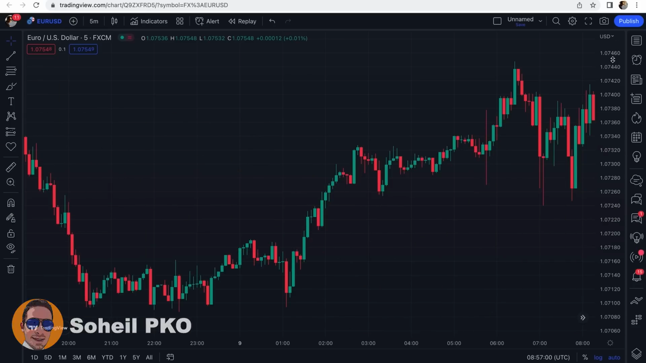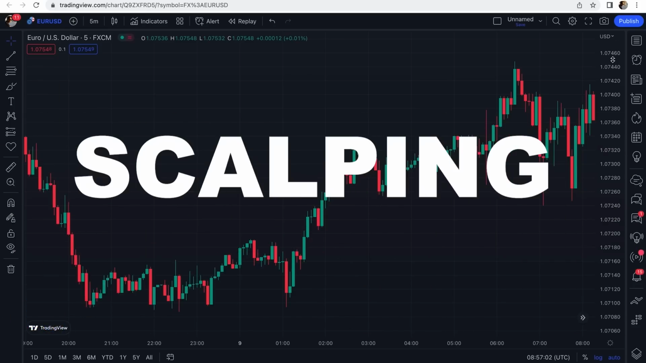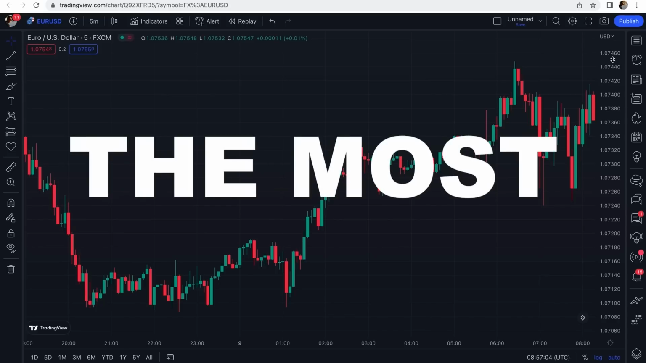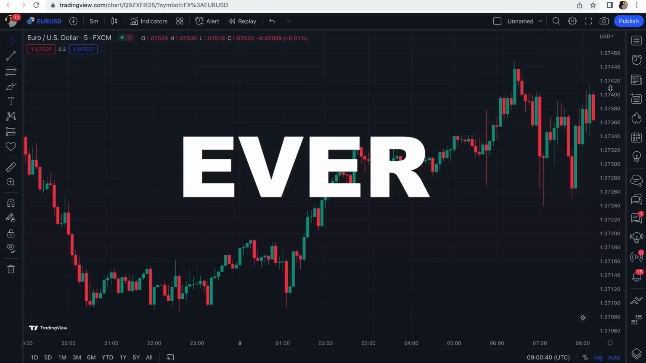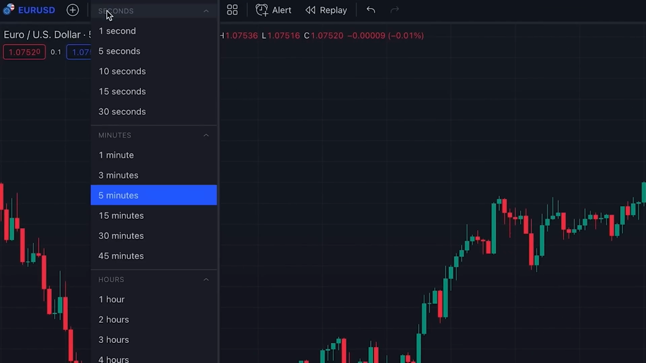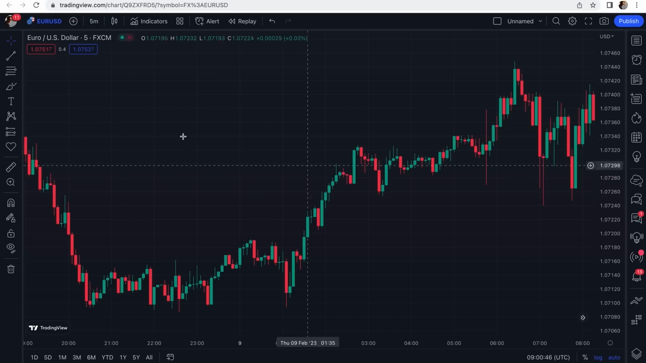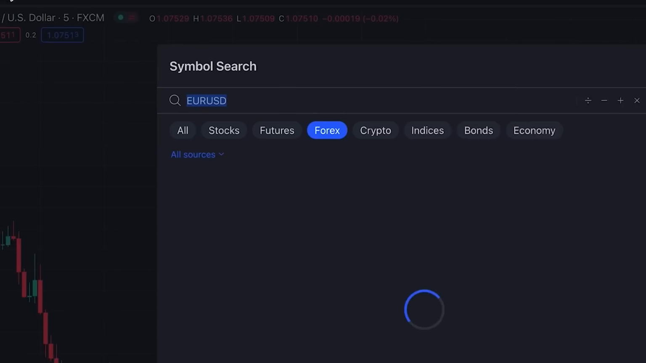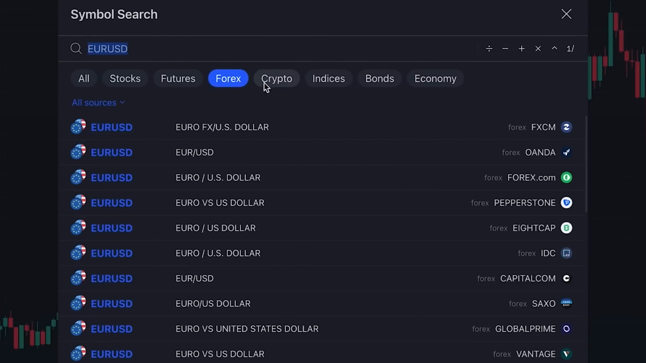Soil here, and today I'm going to teach you an amazing scalping strategy that generates the most accurate buy-sell signals ever. This strategy is a 5-minute scalping strategy. So here we set the chart time frame on 5 minutes. This is the price chart of euro to US dollar, but no limitation on this, and you can use this scalping strategy on any other asset or market, whether it's forex, crypto, or stocks.